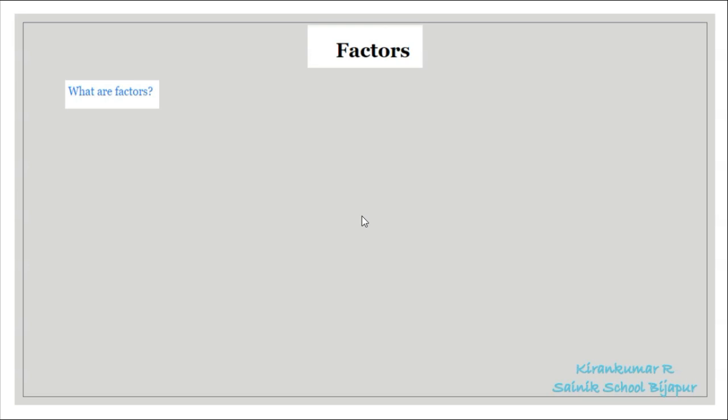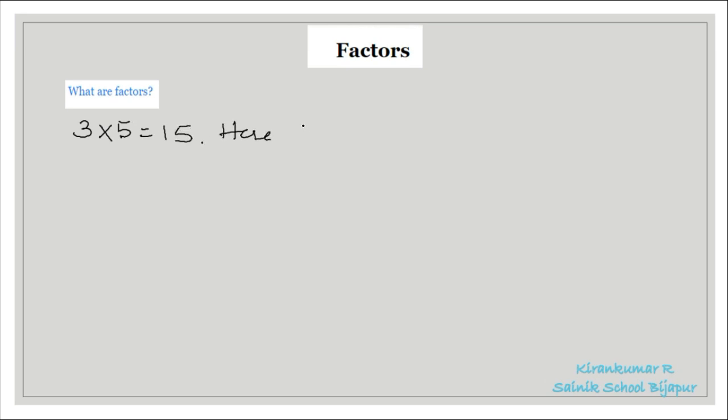Let us start with another very important topic called factors. What are factors? We know that the product of 3 and 5 is 15. When I write 3 multiplied by 5, the result obtained is 15.